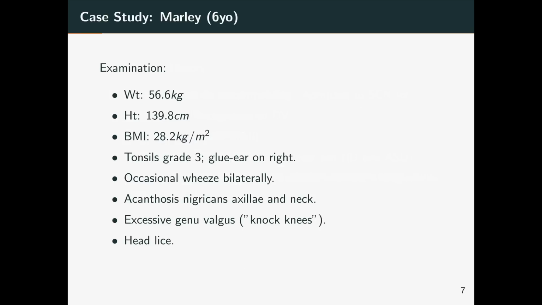On examination, Marley's 6. She weighs 56.6 kilos, and that's central adiposity. Her height is 139.8 centimetres. Her BMI is 28.2. I'm going to put that in context in a minute. It's not up here, but she's also hypertensive. She's got big tonsils, blue ear on the right, bit of a wheeze. She's got this thing called acanthosis nigricans, which I'll show you in a minute. She's got knock knees and she's got head lice. Getting complex enough?